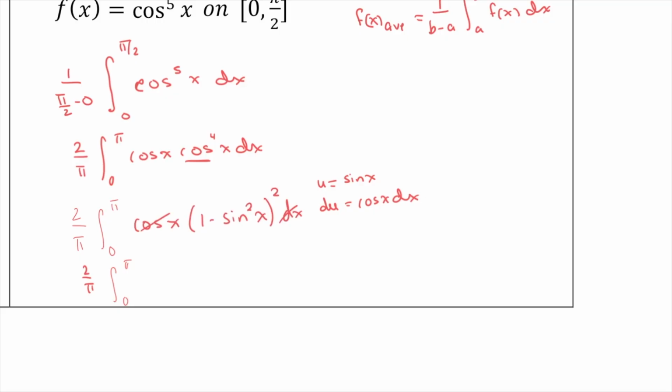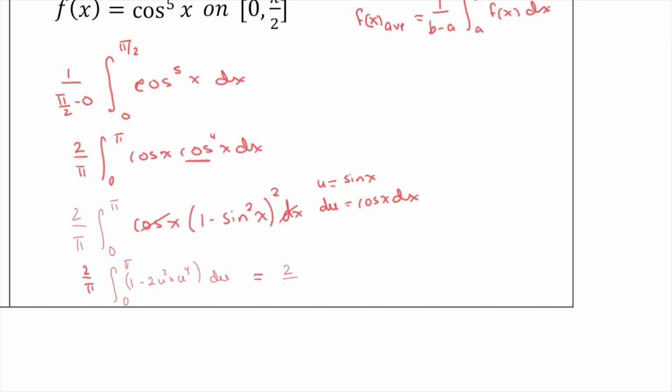The cosine x and dx are going to be replaced with my du, and then I'm going to be left with 1 minus u squared. Multiply that out. It's 1 minus 2u squared plus u to the 4th power du. All right, we're going to finish up some work on this one.